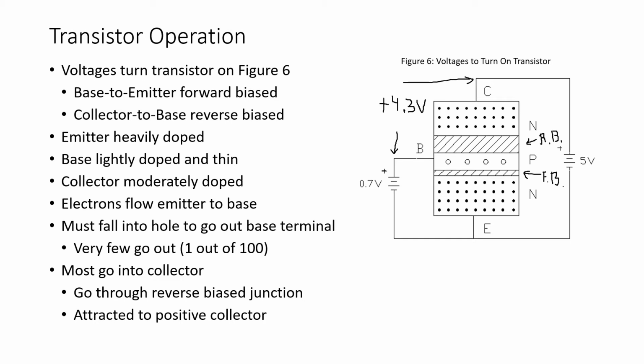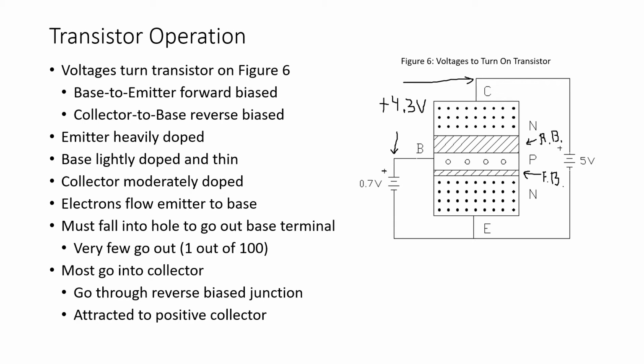Now, the operation of a transistor is really due to the fact that the emitter region is very heavily doped. In other words, there's a lot of free electrons in the emitter region. And the base region is very lightly doped, and it is physically very narrow or very thin. And the collector is moderately doped. Again, it's got a moderate amount of free electrons. And hopefully this is illustrated for us fairly well in figure 6.